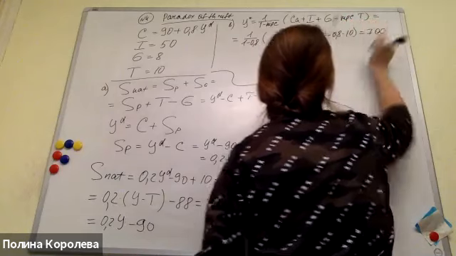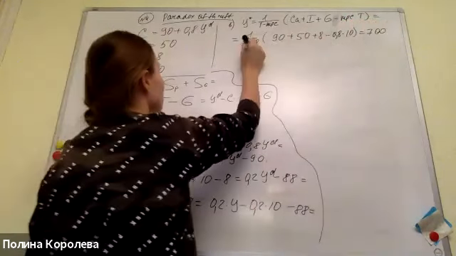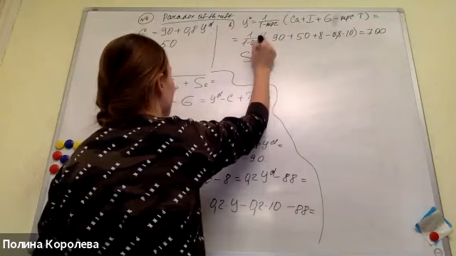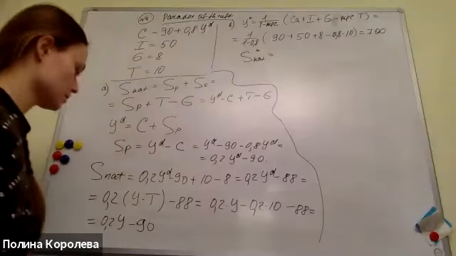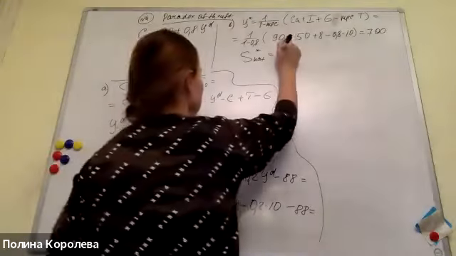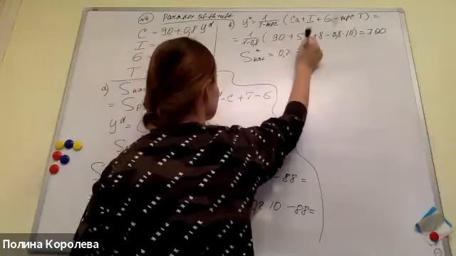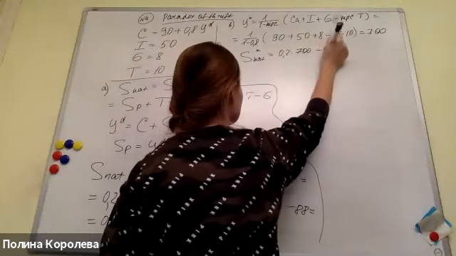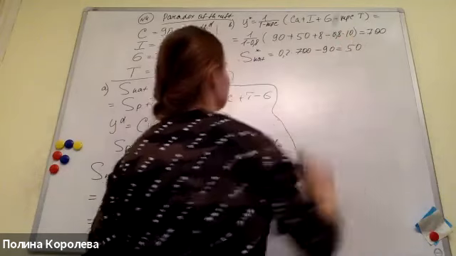So here 700 counted. Then national savings, we are asked to find: 0.2 multiplied by 700 minus 90. 50. Yes.